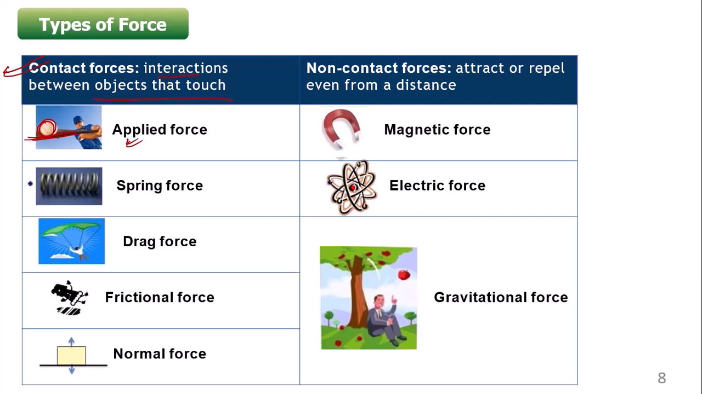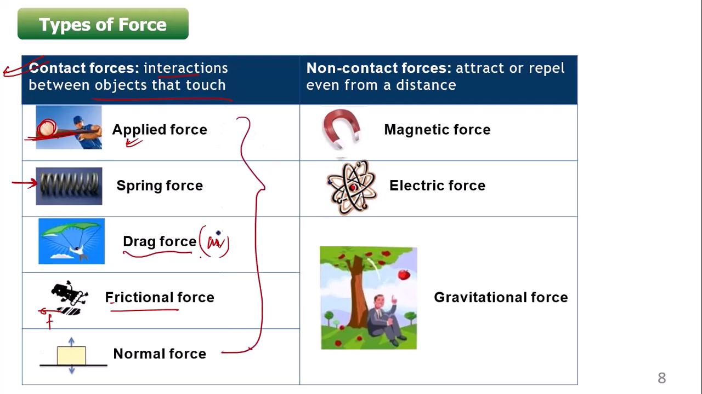Spring force: there is a spring, and I am applying a force so that the spring is compressed. So spring force is a contact force. Drag force is nothing but the friction force offered by air. Whenever I consider the friction by air or by any liquid, it is the drag force. Friction force: whenever I walk, the floor offers a friction force, which is a contact force, coming from the contact between the body and the surface. Normal force is another type of contact force. All of those are contact forces.